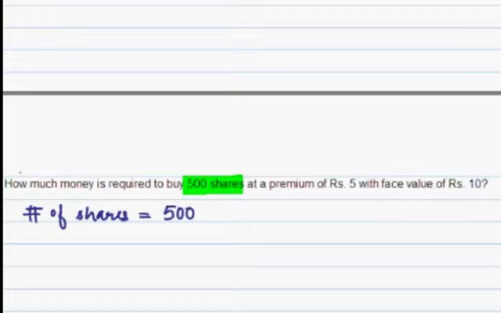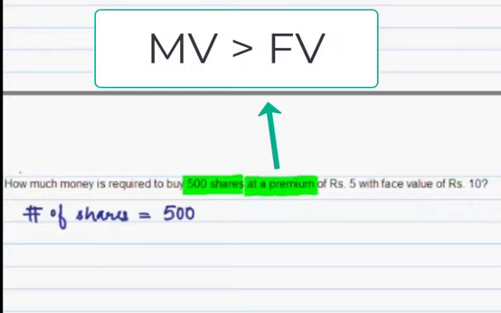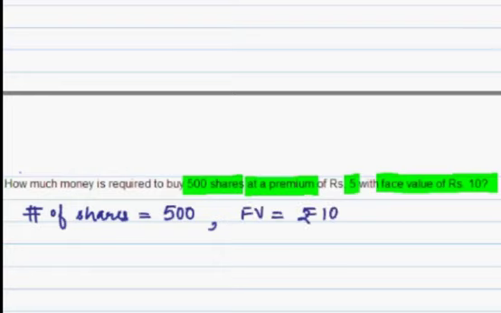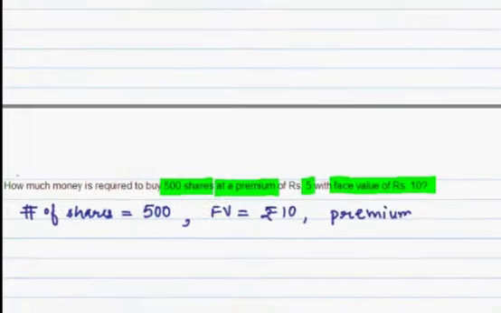Next, these shares are to be bought at a premium. Now do you recollect what a premium is? Premium means the market value is greater than face value. So here the premium is rupees 5. And what is the face value given? The face value is rupees 10. So after the number of shares, the other information given to us is: face value is rupees 10, and premium is given as rupees 5.